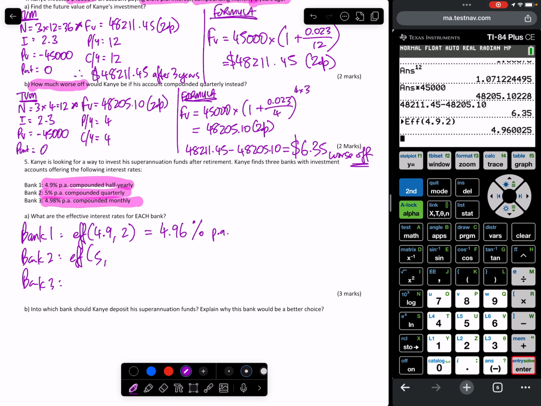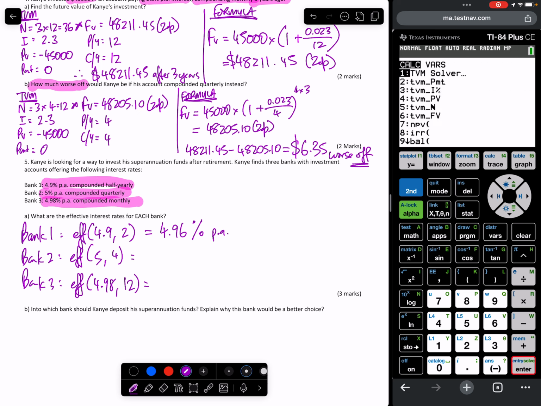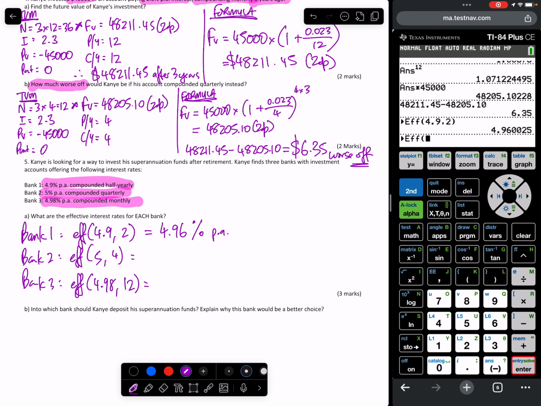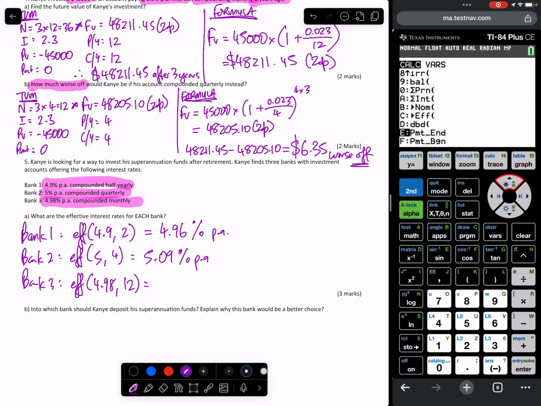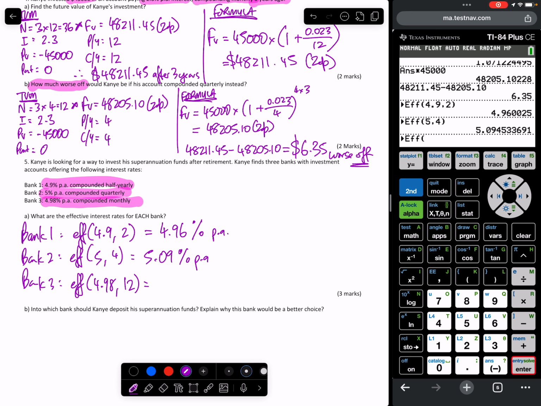5 comma compounding quarterly 4 and EFF. 4.98 comma compounding monthly, so 12 per year. Apps, Finance, 5 comma 4, 5.09% per annum. And the last one, Apps, Finance, EFF 4.98 comma 12, 5.095. That rounds to 5.10% per annum.